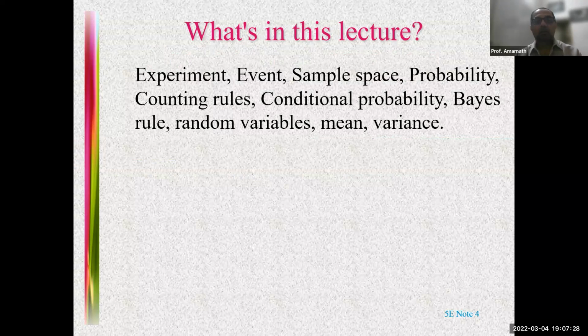So we'll talk about experiment. What's an event? What's a sample space? What is probability? What are counting rules? Conditional probability, Bayes rule, random variables, mean and variance. So a lot of things in one plate, or one thali, I can say. But that's the best I could accommodate because there are a lot of things which have to come.